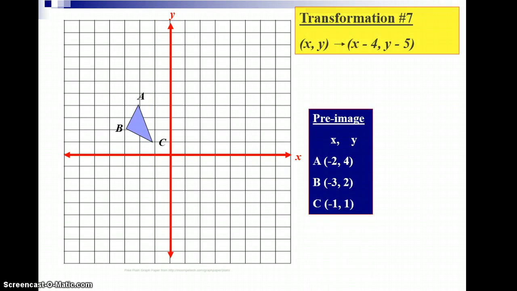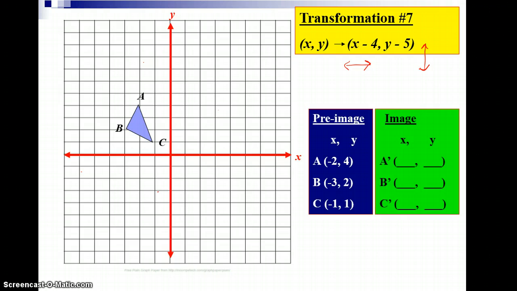Transformation number 7, we're almost there. We are subtracting on both of our coordinates this time. So which direction do you go if you're going negative on the number line? And when you lose degrees on the thermometer, which direction do you go? Come over here, draw your arrow. Which direction do you think it's going to be going to? And then fill in your chart.